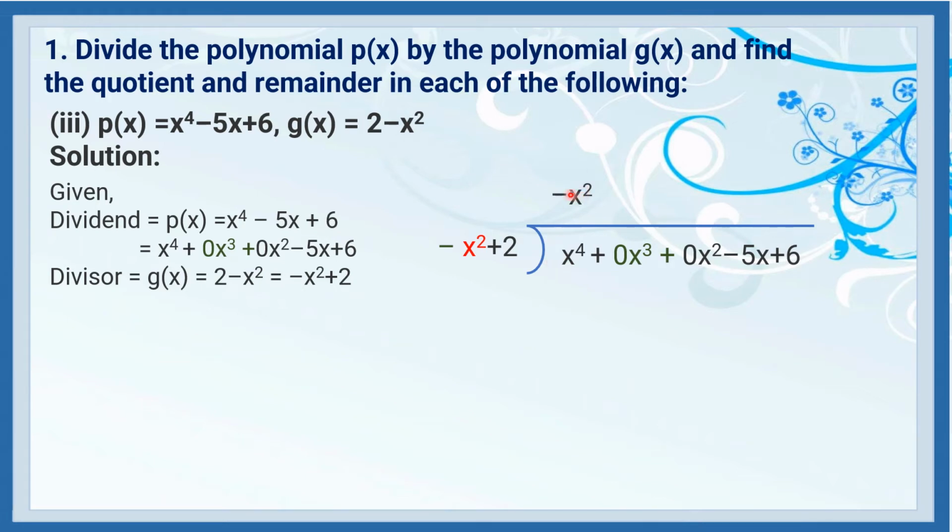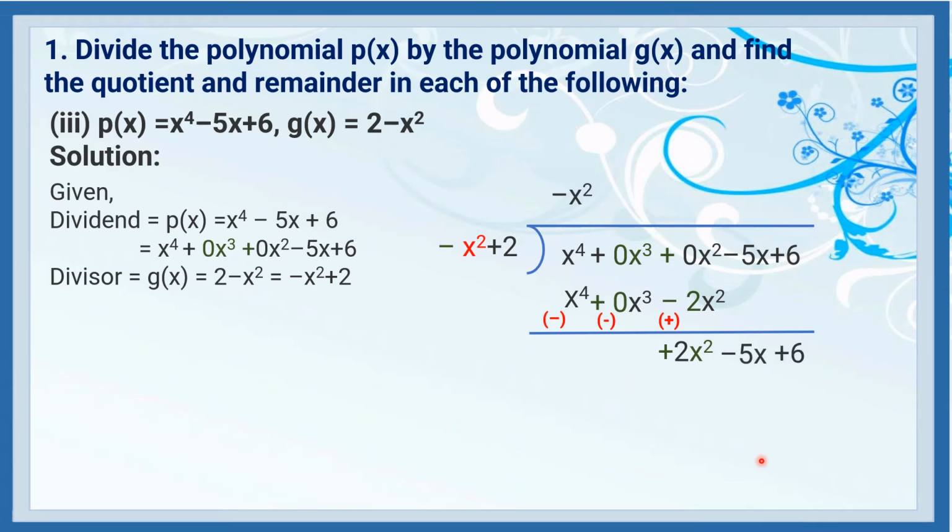Minus x square into minus x square is plus x power 4, and minus x square into 2 is minus 2x square. Here also the cube is missing, so we write plus 0x cube, then we write minus 2x square. Now subtract this, change the sign. We get here also x power 4 will get cancelled. So we get plus 2x square plus 2x square. Now bring the next terms.